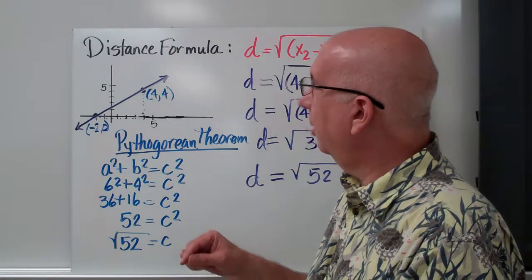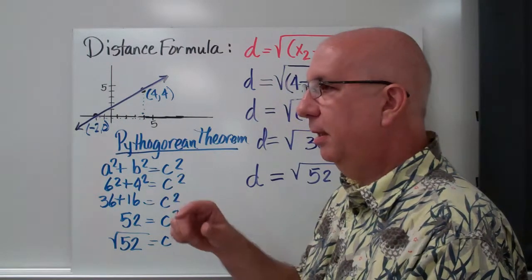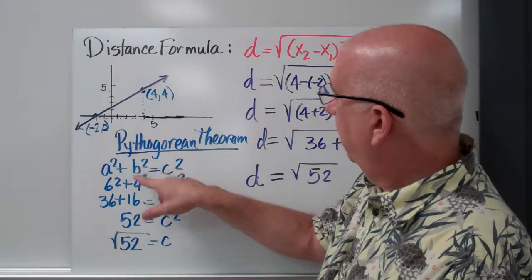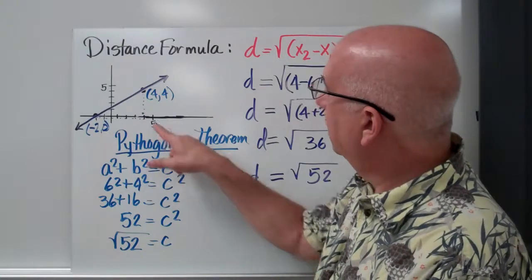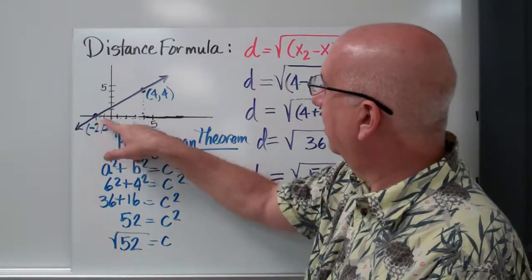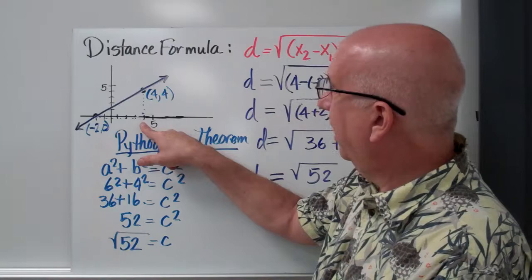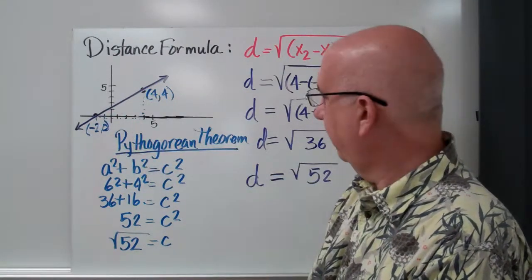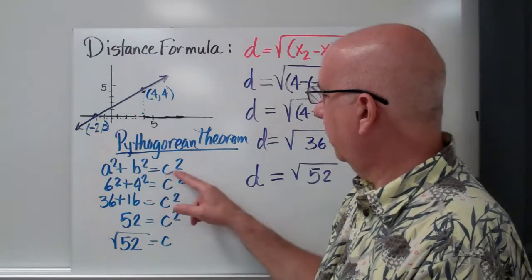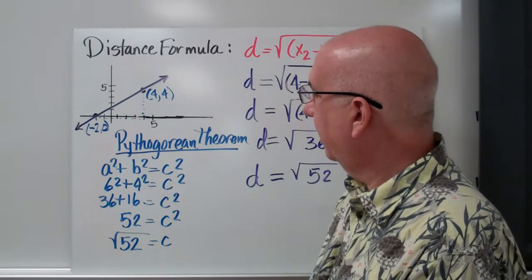The Pythagorean theorem is a squared plus b squared is equal to c squared. That means the sum of the squares of the legs of a right triangle is equal to the square of the hypotenuse. That's a squared plus b squared is equal to c squared.